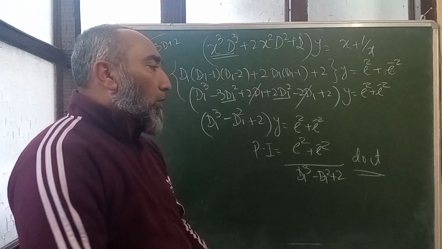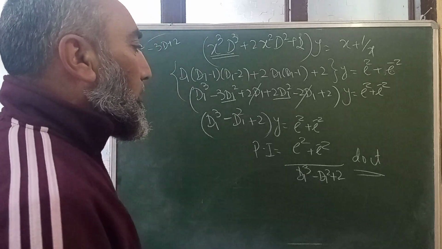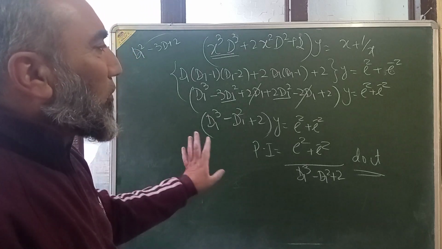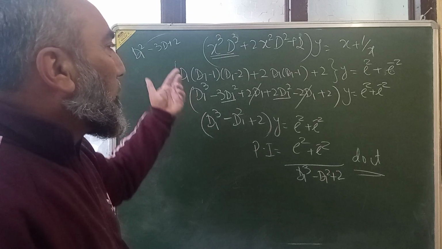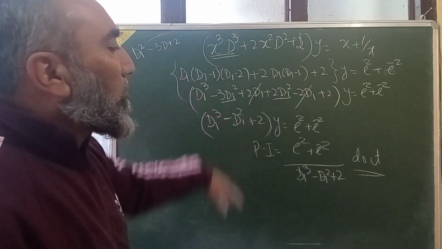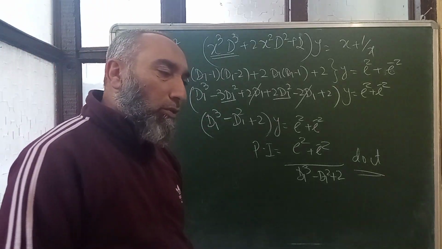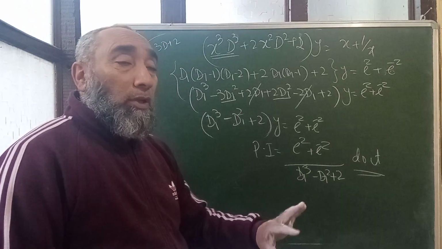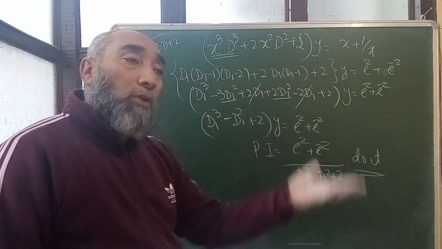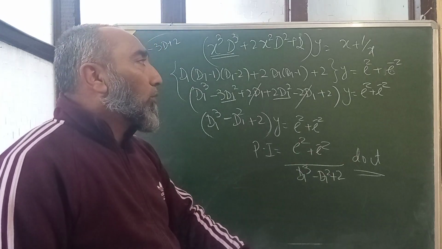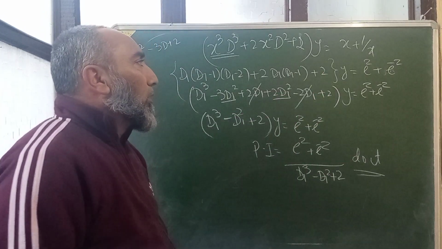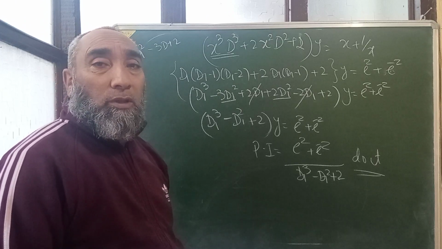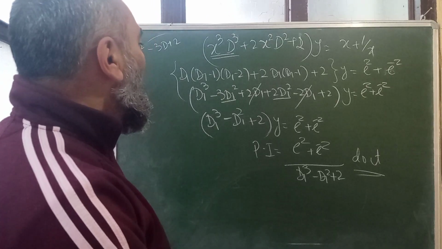Okay, with this I come to the end of this lecture. What we have to do is reduce a linear differential equation with variable coefficients into a linear differential equation with constant coefficients by taking the substitution x = e^z. Okay, thank you.